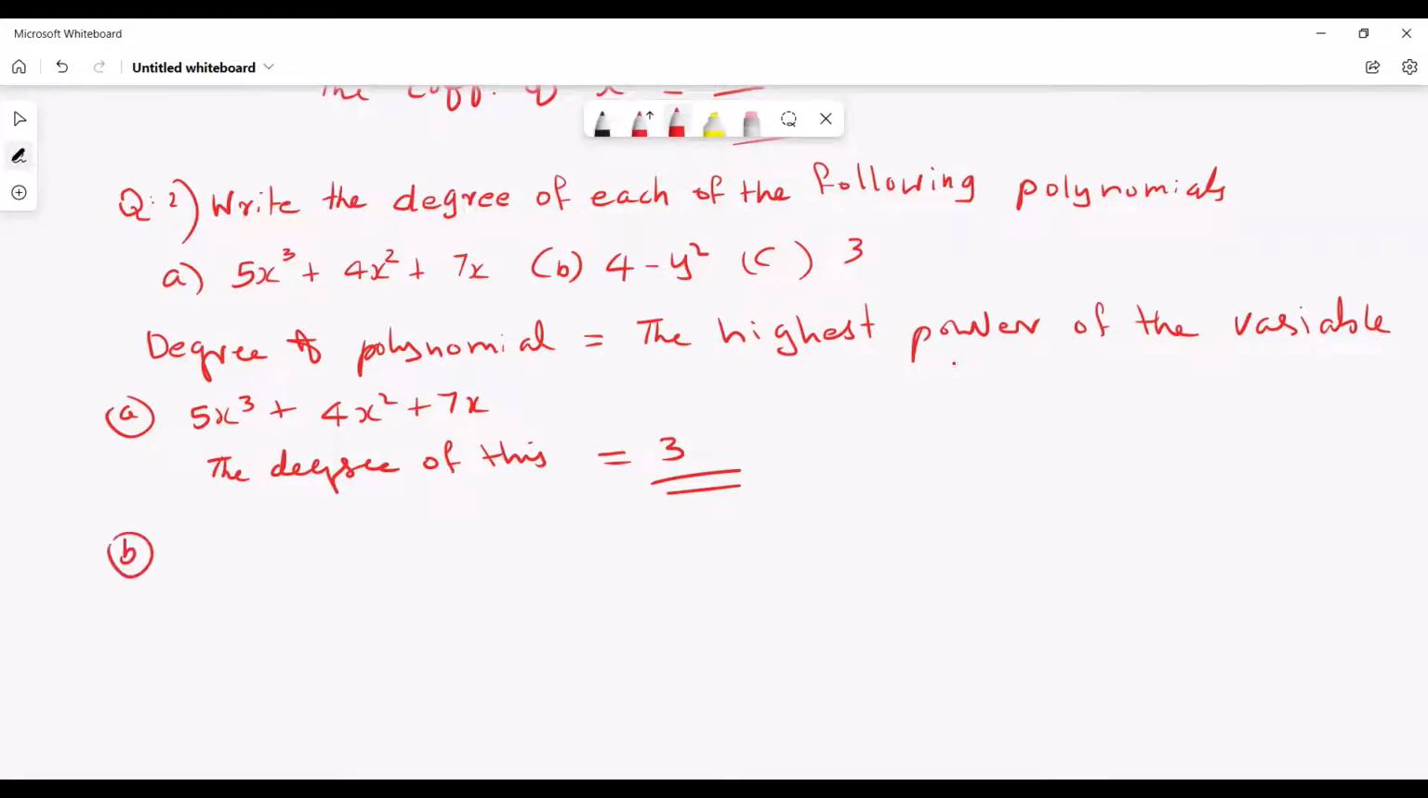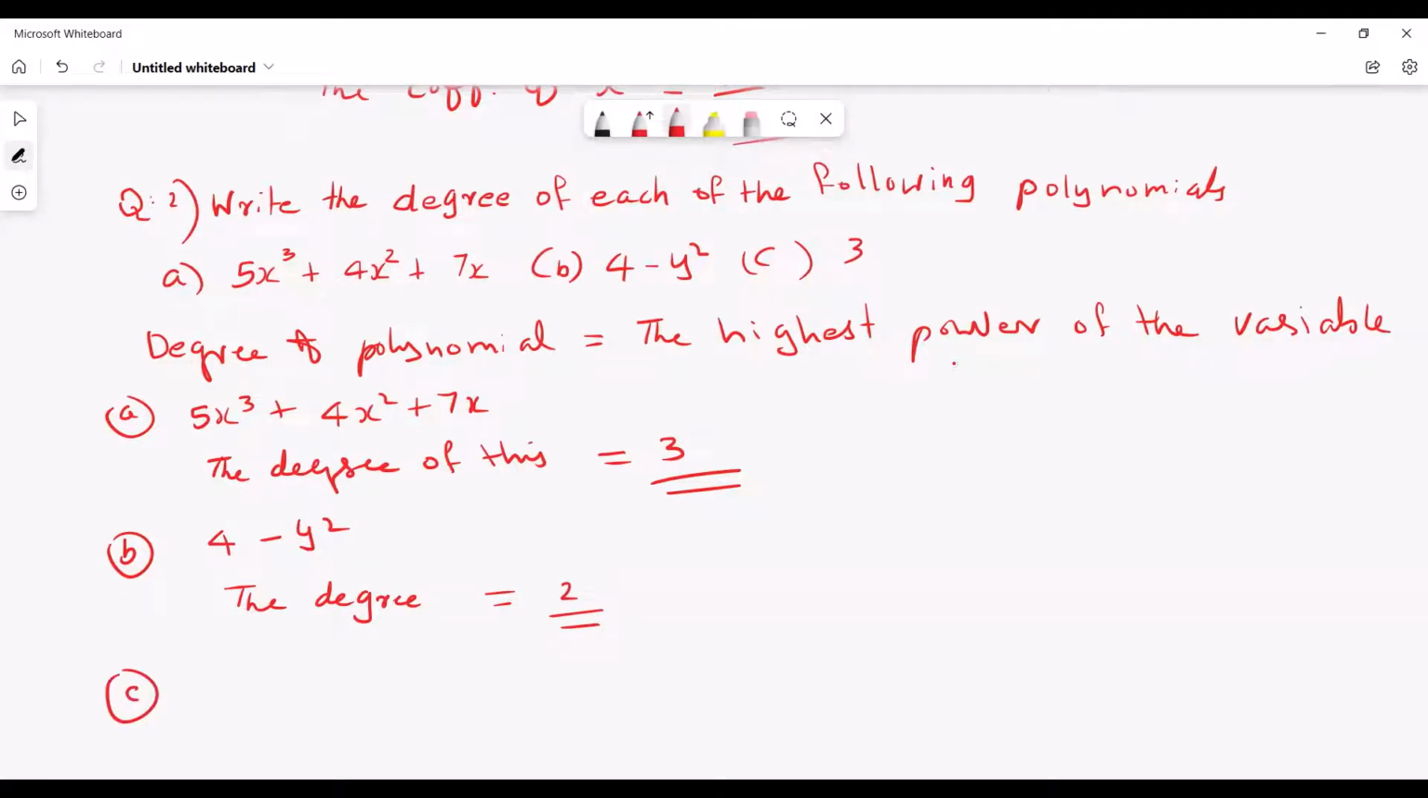And let us come to the second question. It is 4 minus y square. Here y is the variable and only one y term is there. So the degree is equal to, here y square is there, means 2 is there. So 2 is the degree of this polynomial.